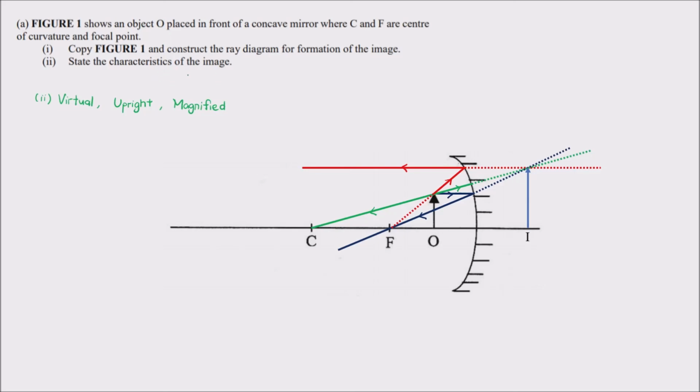So before we finish off this question, just want to mention that real and virtual, sometimes you call it the nature of the image, whether it's real or virtual. Upright or inverted, we call it the orientation of the image, whether it's upright or it's inverted. The last one, we call it the size of the image, whether it's magnified, same size, or diminished. So it's important to know that these characteristics have a name: nature, orientation, and size. That's all for this question.